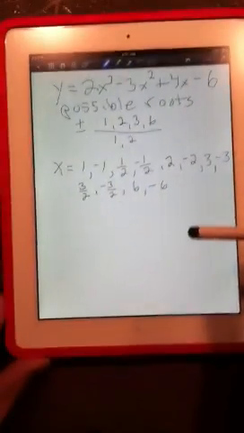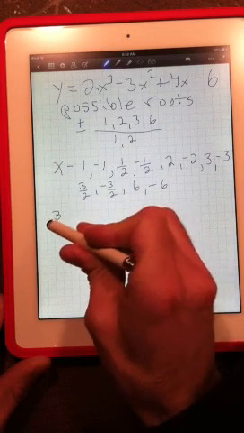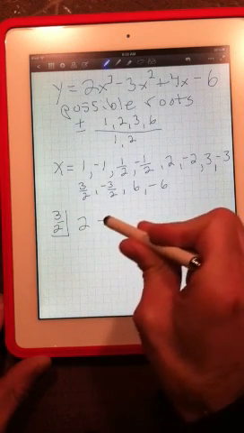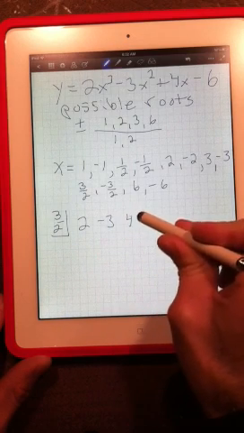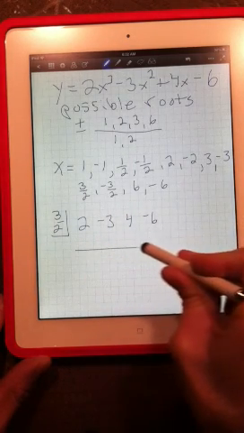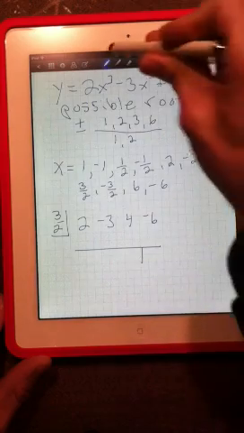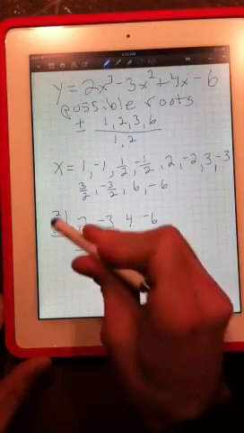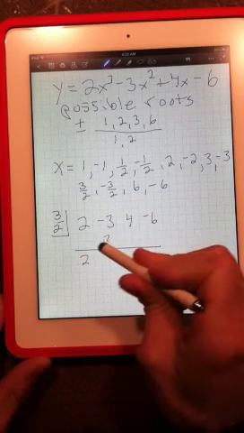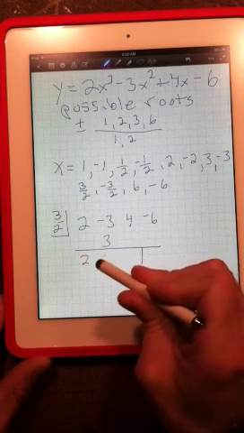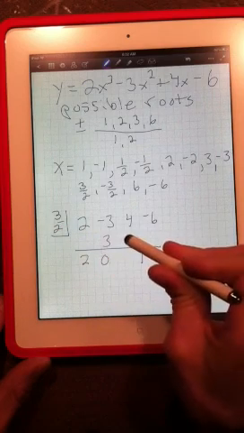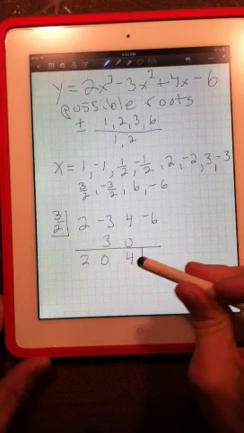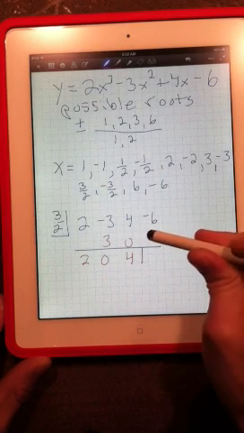So if we use synthetic division with 3/2, 2, minus 3, 4, minus 6. I like to switch colors when I do this. Bring down the 2. 3/2 times 2 is 3. Add, get 0. Multiply, you still get 0. Add, you get 4. 3/2 times 4 is 6.